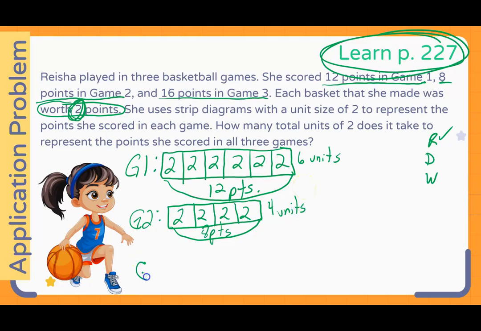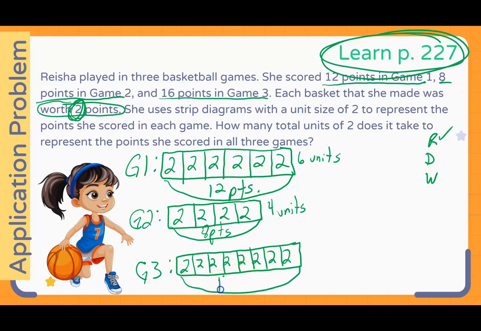Now we need game 3. Game 3, she scored 16 points. So 2, 4, 6, 8, 10, 12, 14, 16. Okay, so we know this total is 16 points. And this is 8 units.